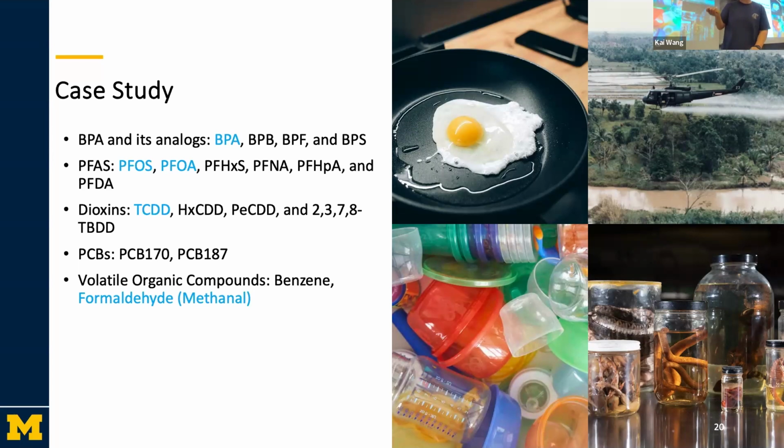And then the third group is called dioxins. The most famous one is called TCDD. TCDD is from the Vietnam War, when the U.S. Army used a lot of a chemical called Agent Orange, which is a herbicide to kill the grass. But TCDD is actually a byproduct of Agent Orange.